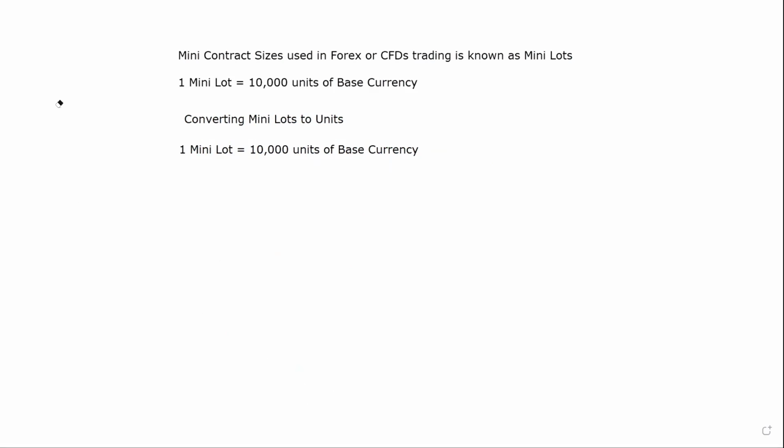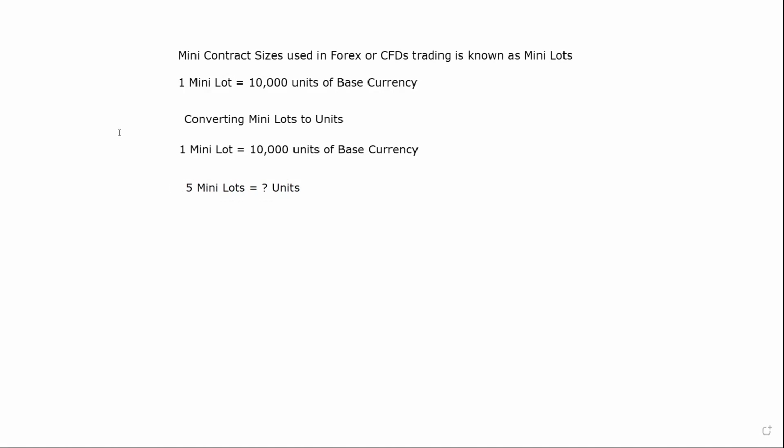All right. So we have one mini lot is equals to 10,000 units of base currency. Now we have to figure out five mini lots, let's suppose. So by the definition, we know that one mini lot is equals to 10,000 units of base currency. So how much is the five mini lots in terms of units? Okay, we have to convert mini lots to units. So it's very simple. We're going to apply the direct proportion rule here as well, and we're going to figure out our answer.